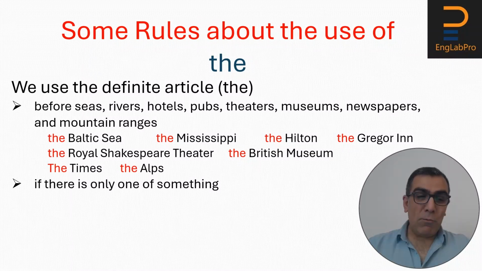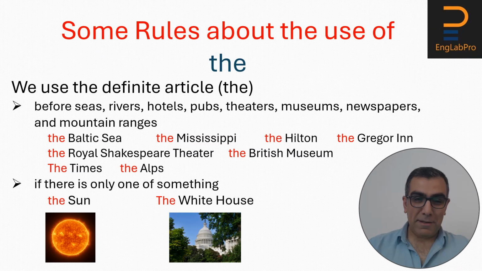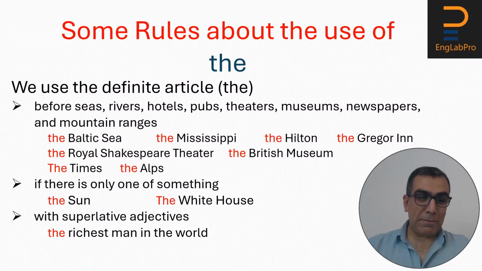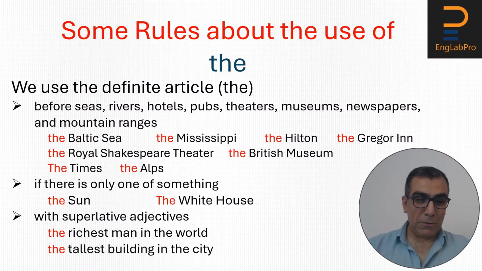If there is only one of something in the world, we use the. For example, say the sun, the White House. And with superlative adjectives, for example, the richest man in the world or the tallest building in the city. See, the richest, the tallest. So these are the situations that the is always used.